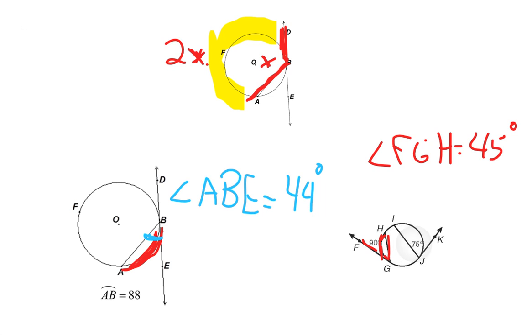And then here, if I have a 75-degree angle, then I know that my arc should be twice that. 2 times 75 is 150. So arc IK is going to be equal to 150. So that's not a terrible situation either.